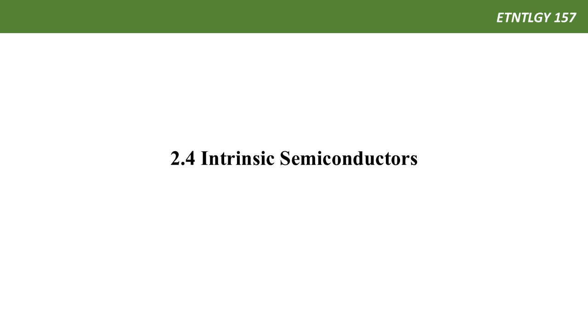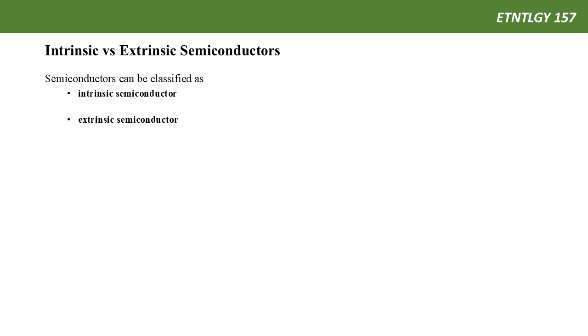2.4 Intrinsic Semiconductors. Semiconductors can be classified as intrinsic semiconductors and extrinsic semiconductors. An intrinsic semiconductor is made of pure semiconductor, with only one element. The example is silicon crystal.